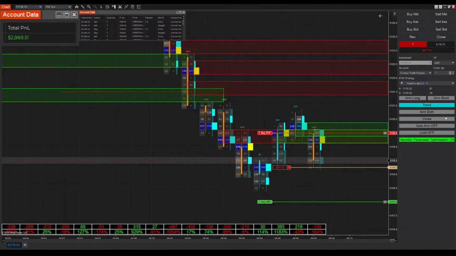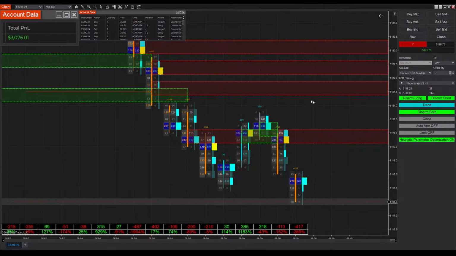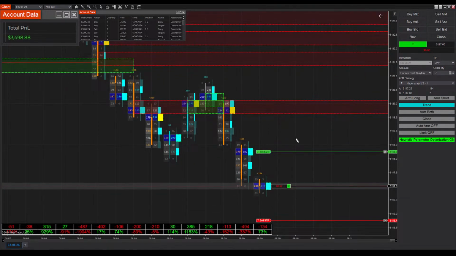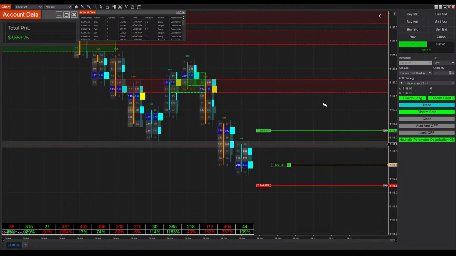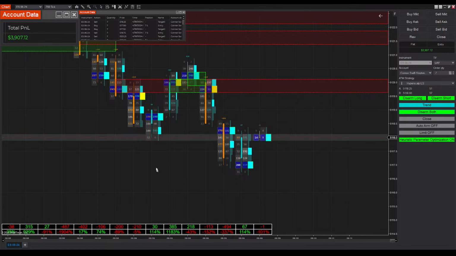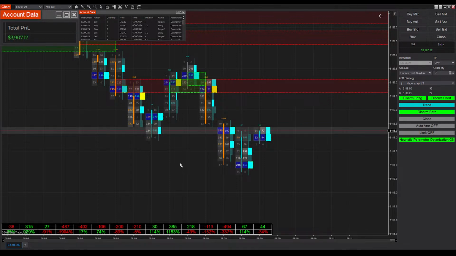Man, someone's got to clip that. There we go, up to 3,500 on the day there. This is the kind of volatility we like to see on ES. Up to 4,000 on the day now. Climbing pretty quickly at this point.